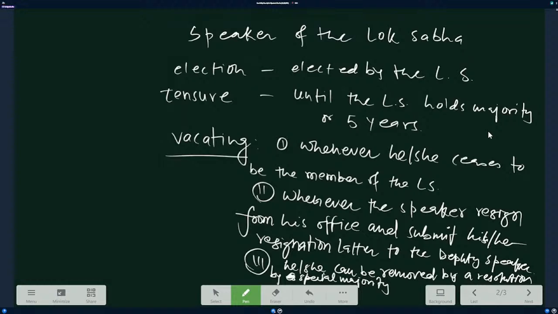Vacating: whenever he ceases to be a member of the Lok Sabha; whenever the speaker resigns from his office by giving a resignation letter to the deputy; third, whenever the Lok Sabha speaker is removed by a resolution, then he or she vacates the office.